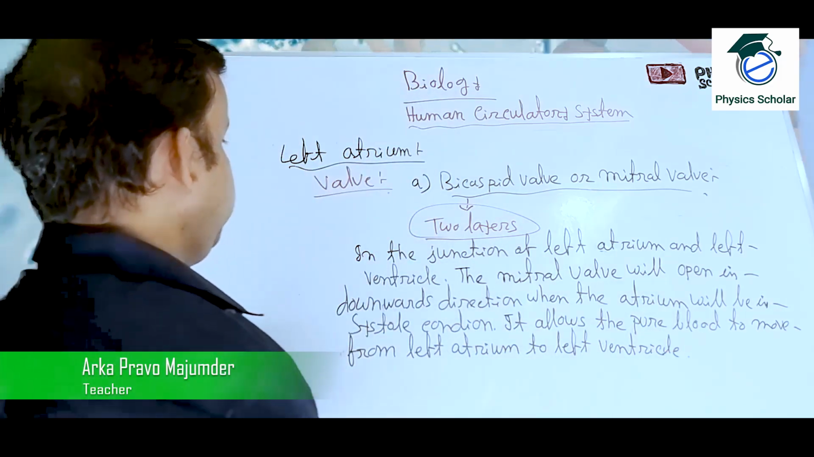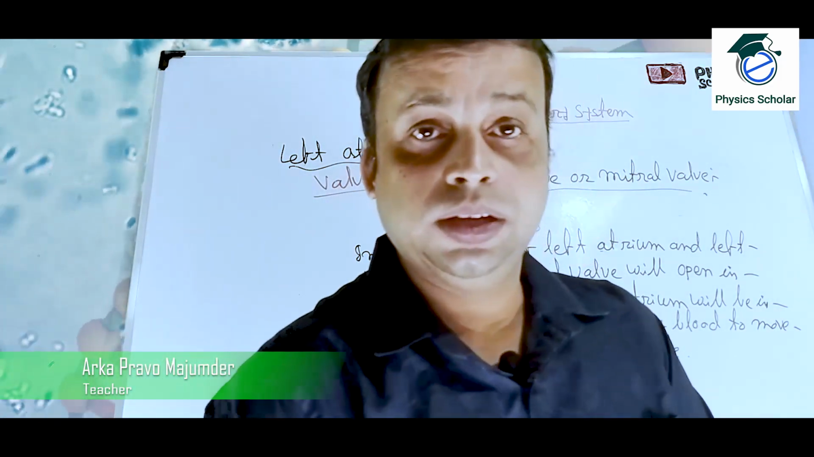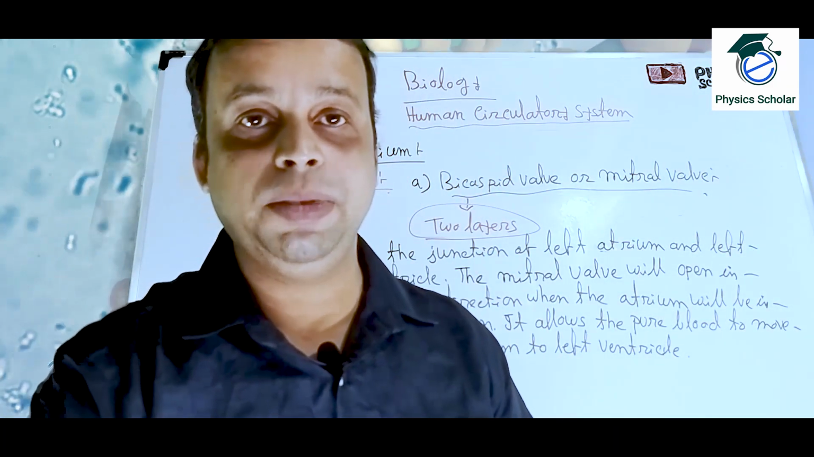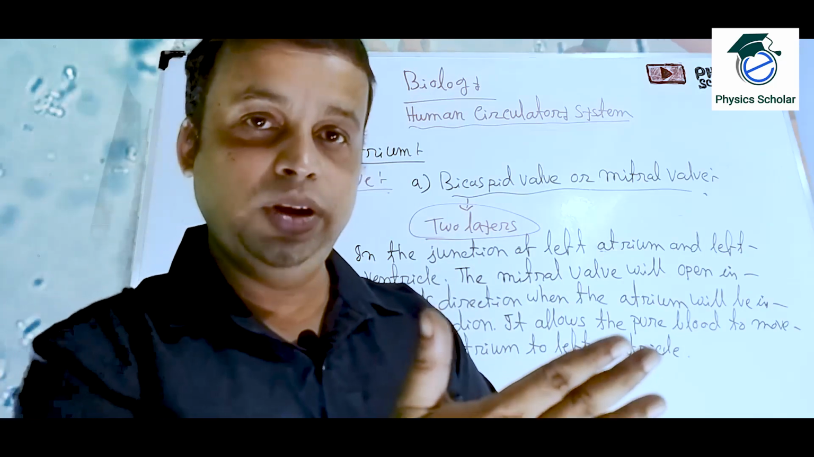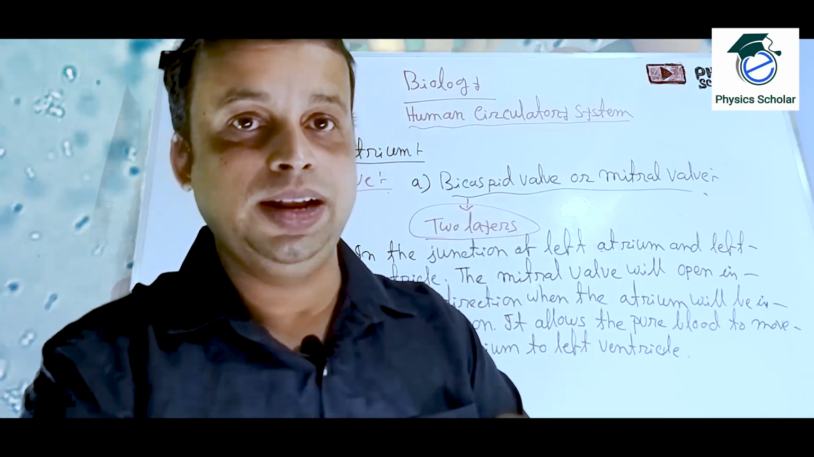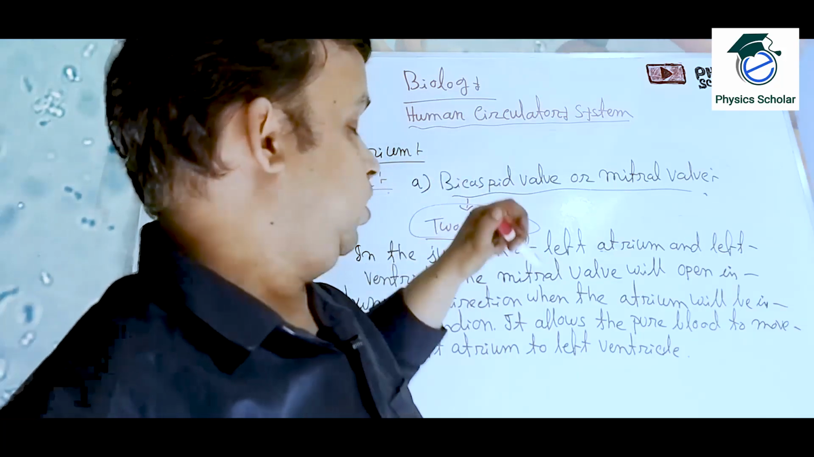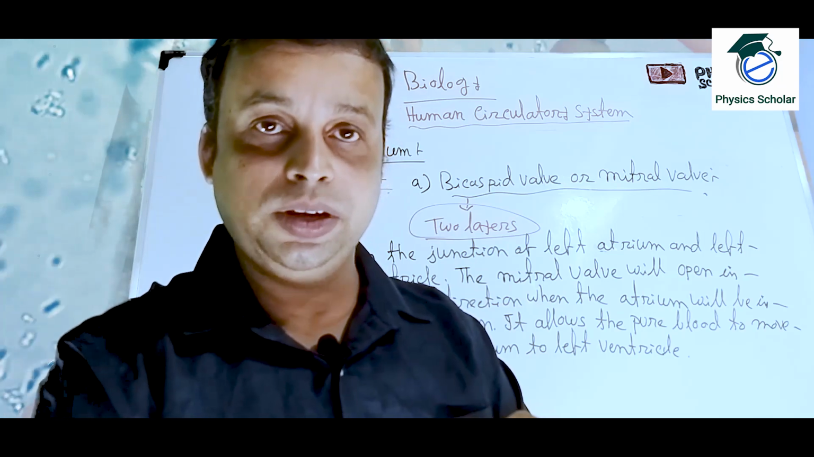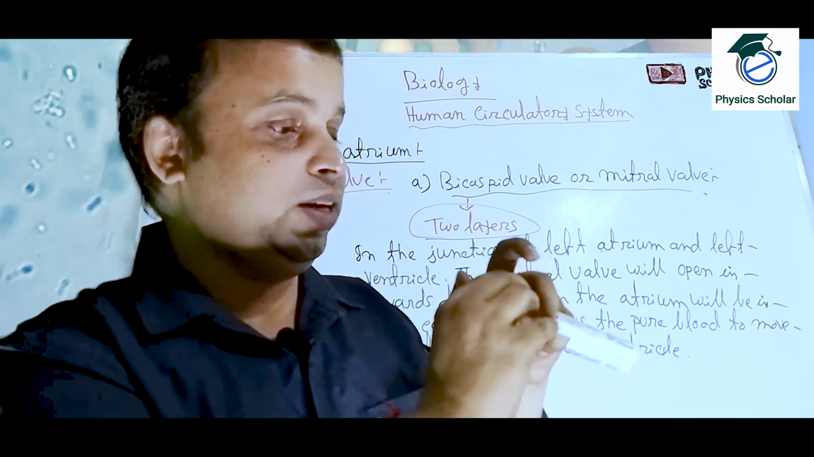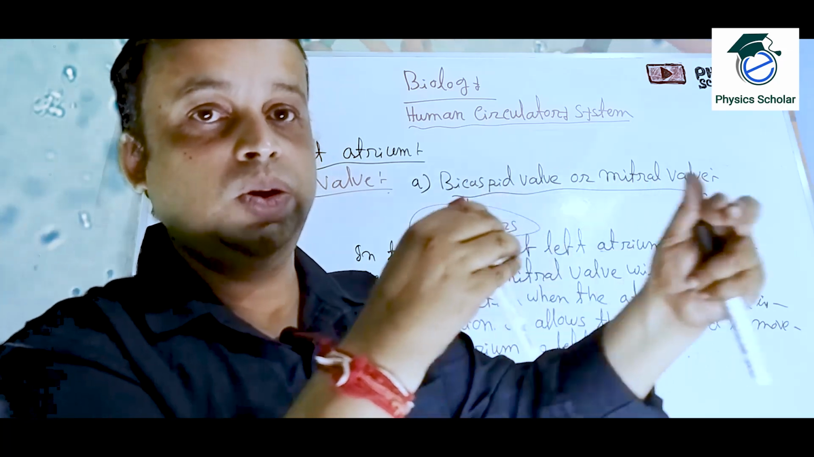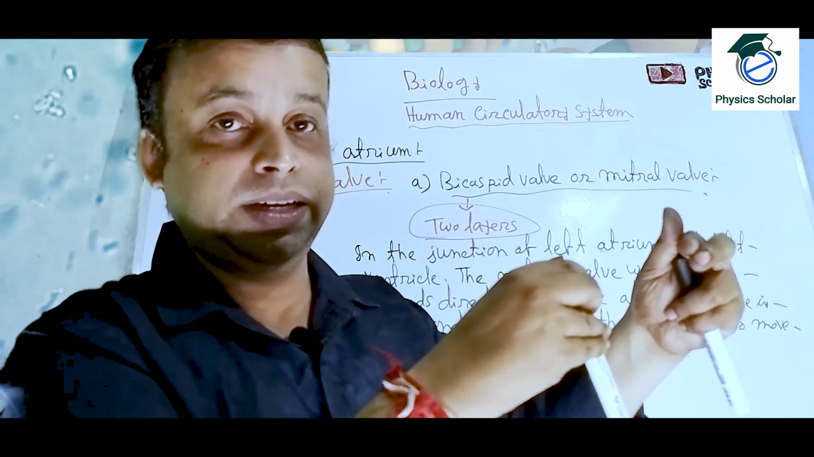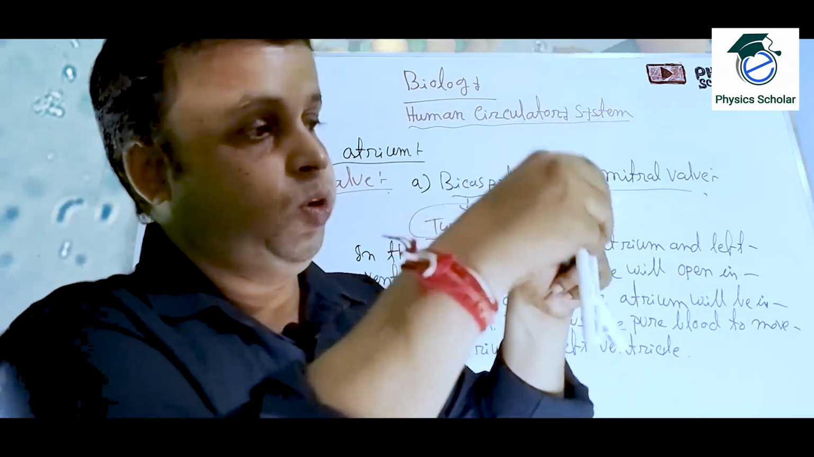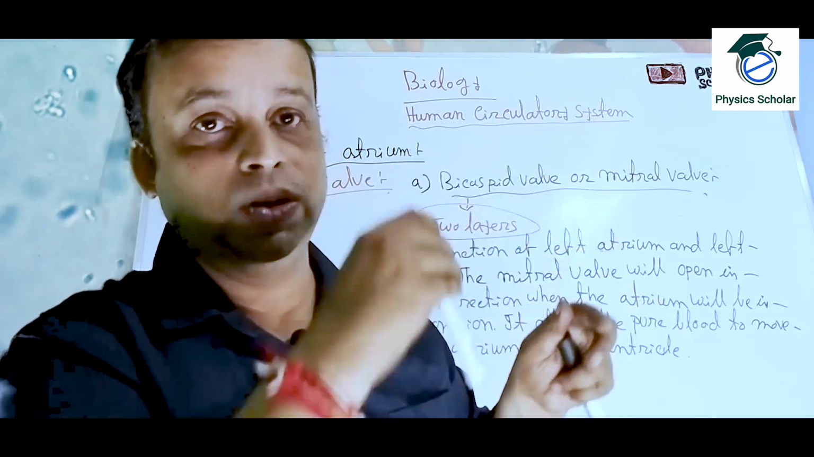Clear? Okay. So you have understood what the mitral valve is. The mitral valve is situated between the left atrium and left ventricle of our heart, and it opens in the downward direction, not always. When the atrium is in systole condition, the pressure of the blood will be there, so the mitral valve will open. So the hole will now open between the left atrium and left ventricle. Clear? Because it collected the pure blood from the lungs, the pure blood will now enter from the left atrium to the left ventricle.